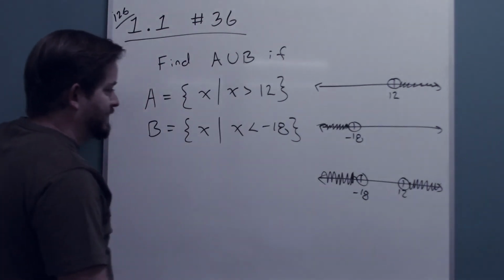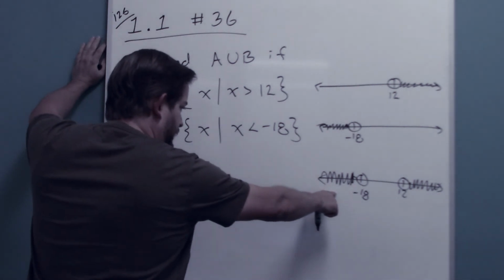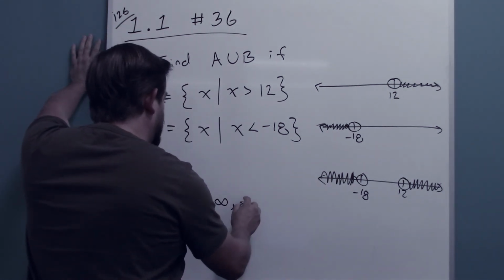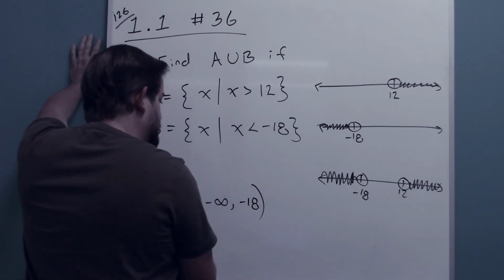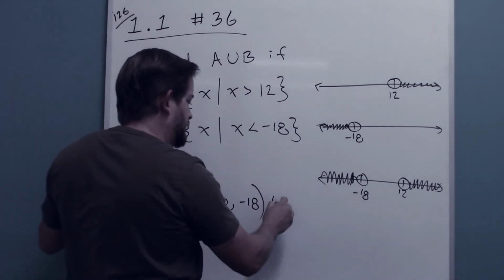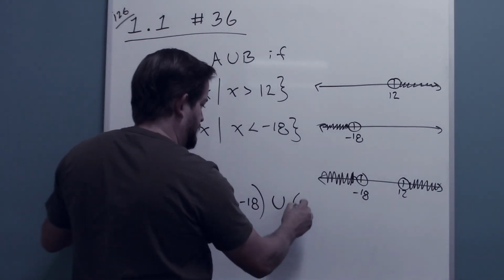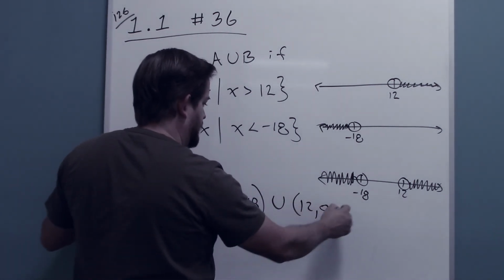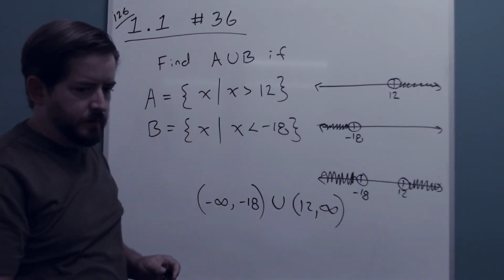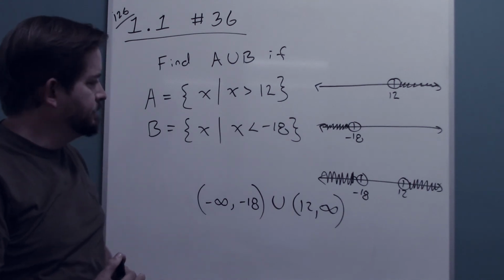To write this in interval notation, I'm going to have to write it as the union of two intervals, and so that is from negative infinity up to negative 18, with a parenthesis because it's excluded, union with the numbers 12 to infinity. And that's what we're looking for on 36.